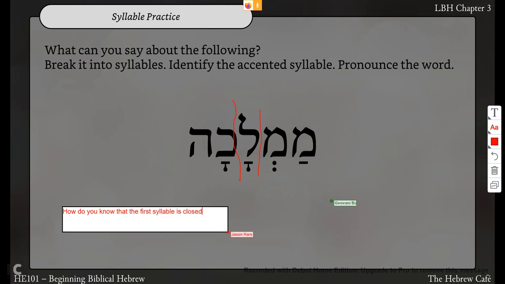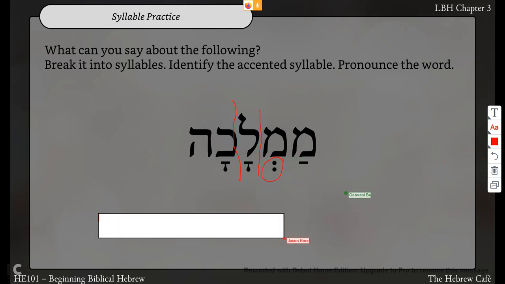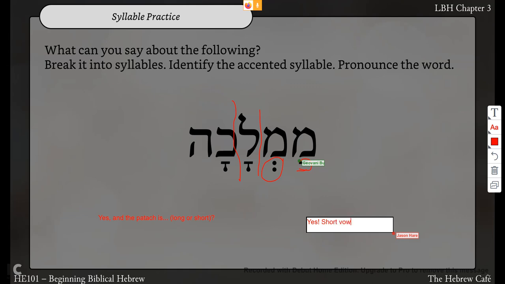It's closed because of this shva. I think that's how I get it. And this one is long. This is a short one, so unaccented and then short. Yeah, so that's a closed one. Short vowel, unaccented syllable. So that's closed. It goes together.